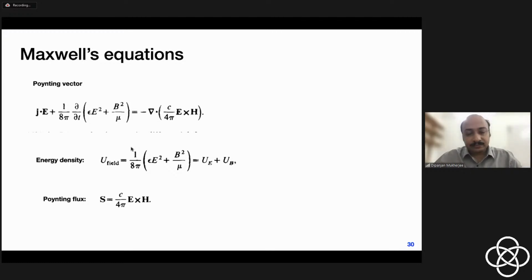From the basic formalism of electromagnetic radiation, you would know that there is something called the Poynting vector, which gives you the energy equation of the electromagnetic radiation.